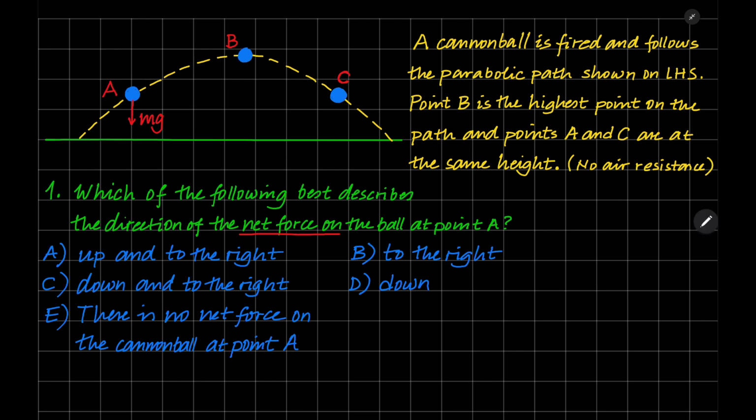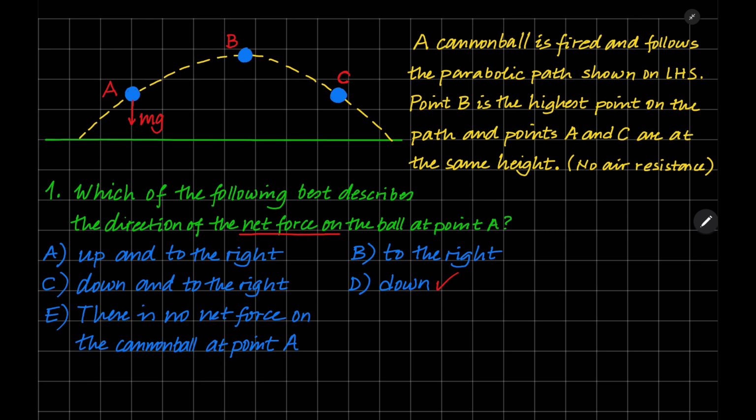A, up and to the right, this is false. B, to the right, this is false. C, down and to the right, this is false. Also, let me state that the net force has only one direction. So, A and C are false. B, to the right, is false. D, down, this is true. E, there is no net force on the cannonball at point A. This is false also because there is a net force acting on the cannonball at point A downwards.